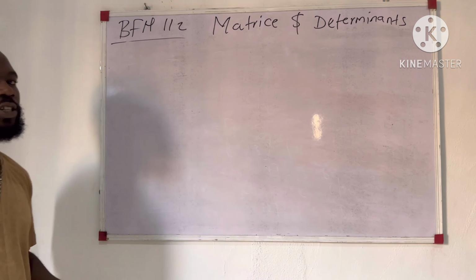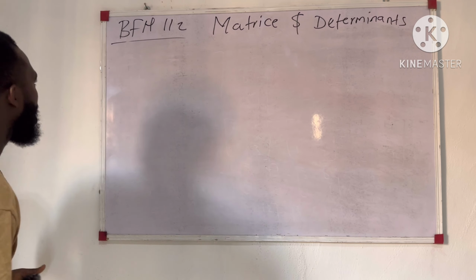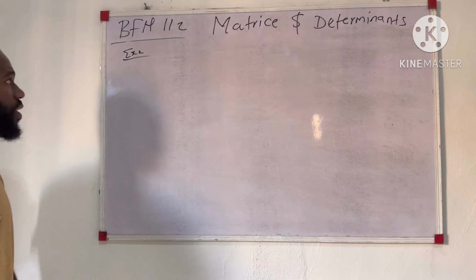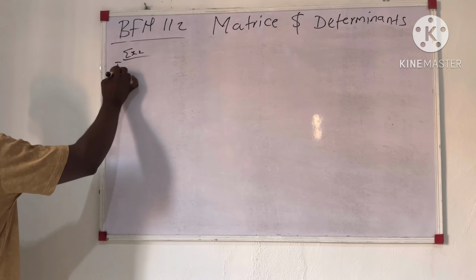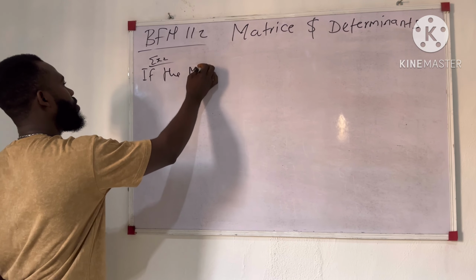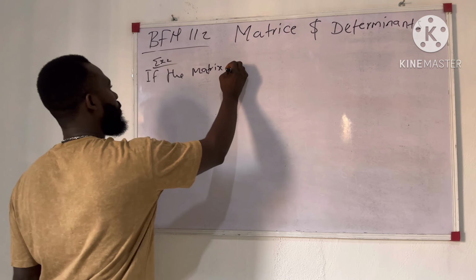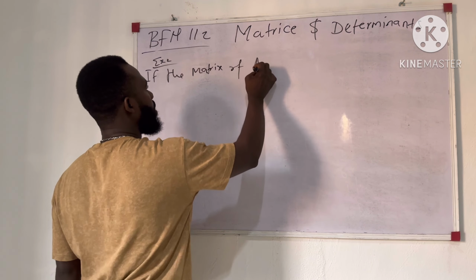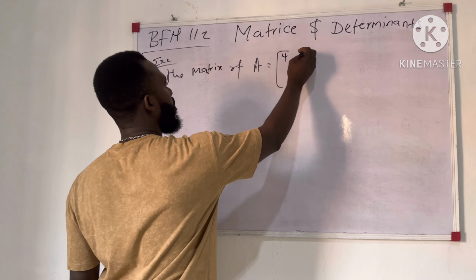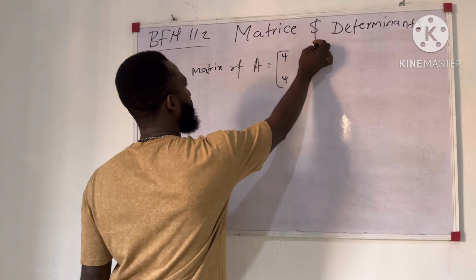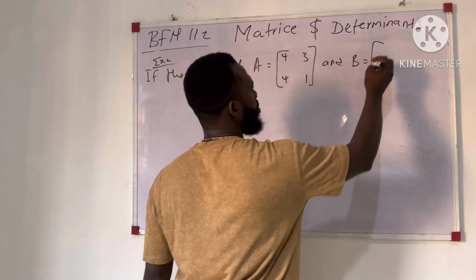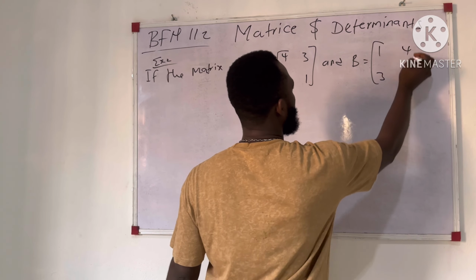So let's go to multiplication of matrices. We are going to be taking our second example. The question says, if the matrix A equals, let's use 2 by 2 first, 4, 3, 4, 1, and B equals 1, 4, 3, 2.